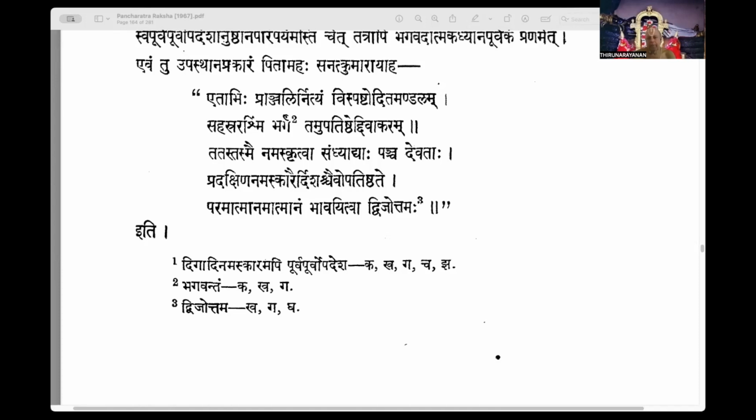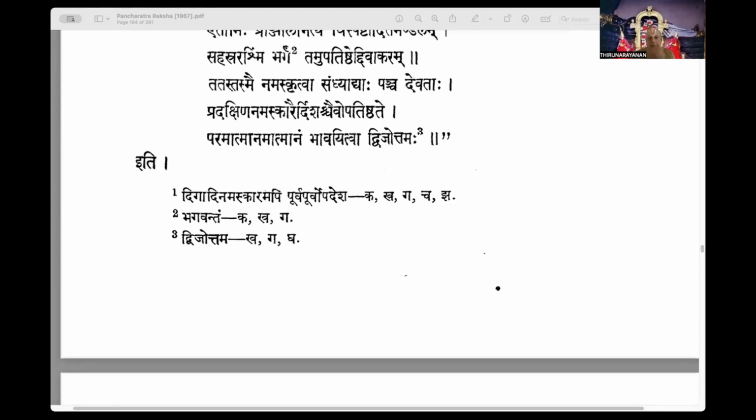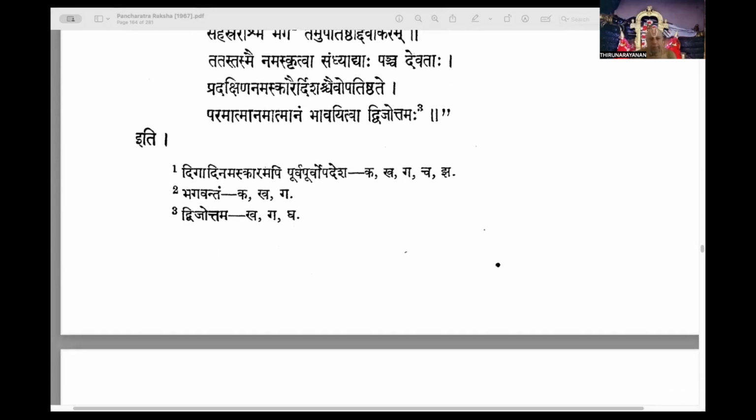So Tatastasmi Namaskritva Sandhyadhyaha Pancha Devataha. So again, after saluting all these gods, 5 divinities, like Sandhyayai Namaha, Savitri Namaha, Gayatri Namaha, Saraswati Namaha. 4 are there. One more. You have to add Vishnave Namaha, that's all. Right? So Pradakshina Namaskarihi, by going around clockwise direction, Namaskarihi. Dishaha cha, directions also. Eva Upatishthate, one who serves.